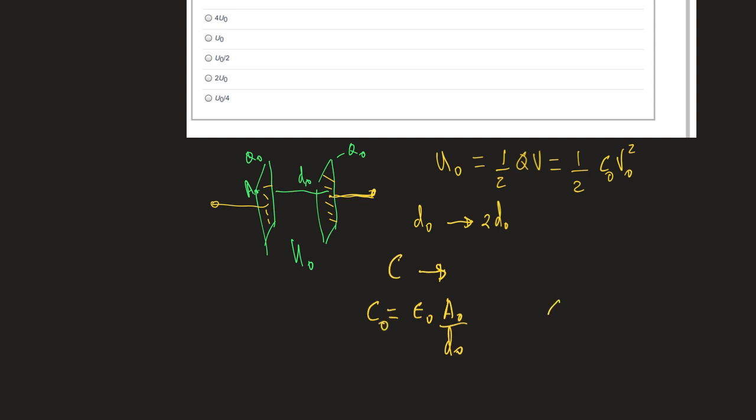The new capacitance will be epsilon 0, A0 has not changed, divided by 2 d0. So the new capacitance C will be 1/2 of the old capacitance. So the new capacitance will be 1/2 C0. Do you agree?